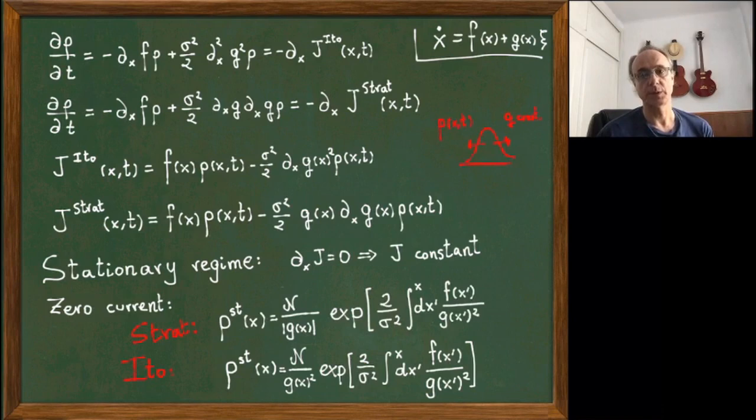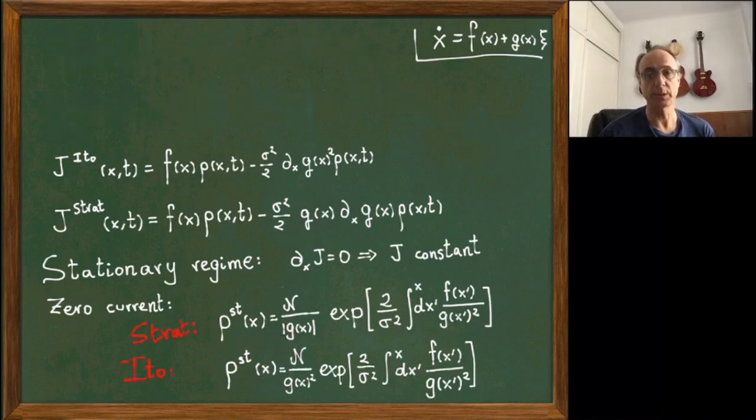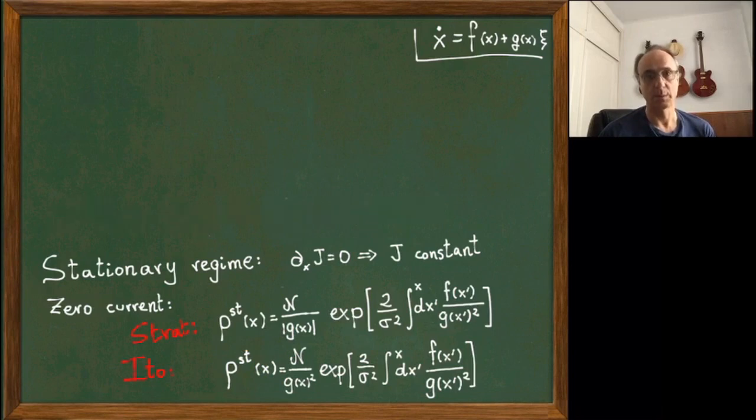And you see, in all these expressions, g is in the denominator. So let's say a couple of things about what happens if g is zero. If g of x is zero, those points where g is zero are called boundaries. And why is it so?